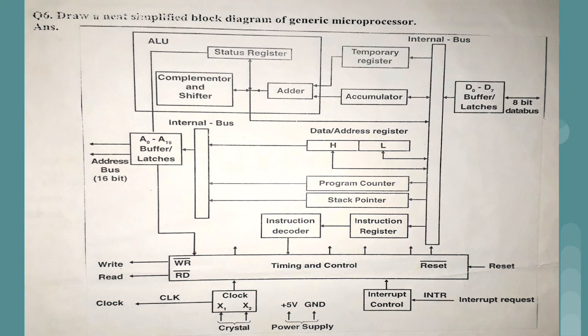Then the data or address register, program counter and stack pointer, all these three components are connected to the internal bus, and this internal bus is connected to the buffers and latches. And then on the right and left hand side we always have address buses, so they have given that. So I hope this much of the diagram is clear to you. And then we have the instruction register and instruction decoder, which is connected to the timing and control section.